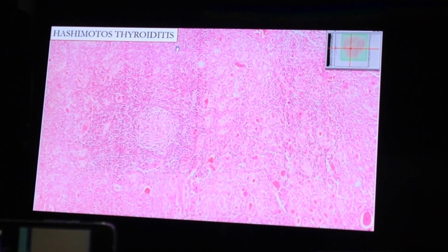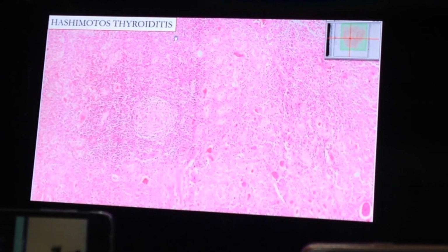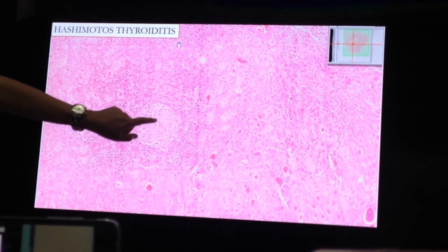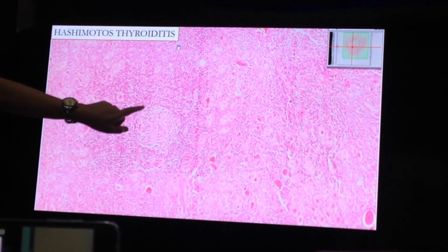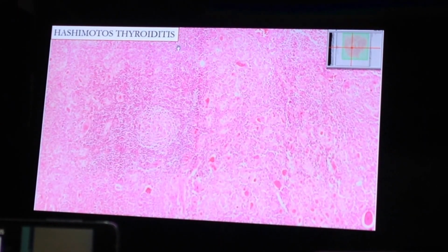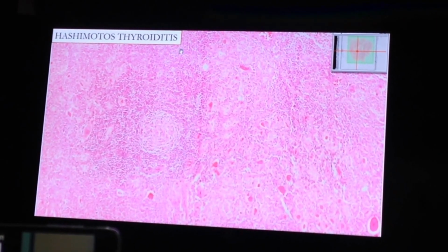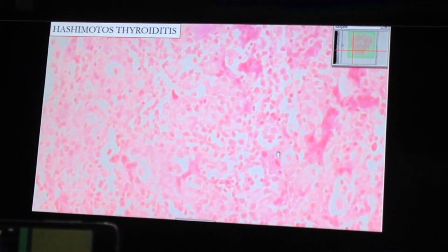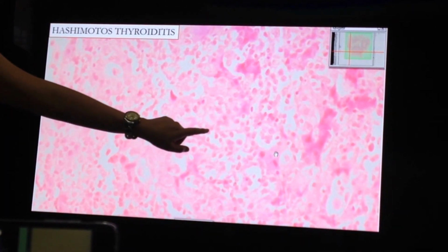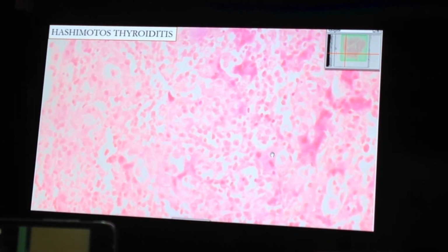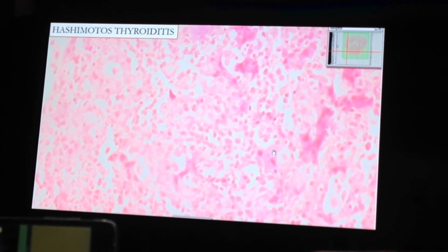So, the characteristic appearance of your Hashimoto's, okay, is the presence of lymphocytic infiltrates with lymphoid follicles. These are lymphocytic infiltrates with lymphoid follicles. Numerous lymphocytes with lymphoid follicles. In a closer view, you can see it is markedly infiltrated by lymphocytes with atrophy of the thyroid or colloid follicles, atrophy of the thyroid follicles.